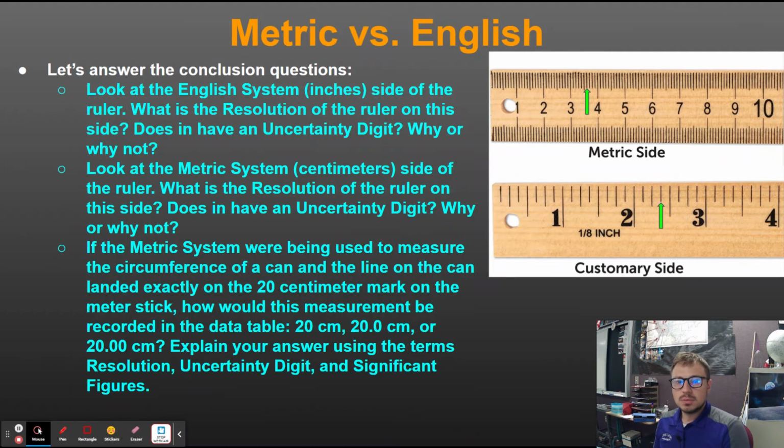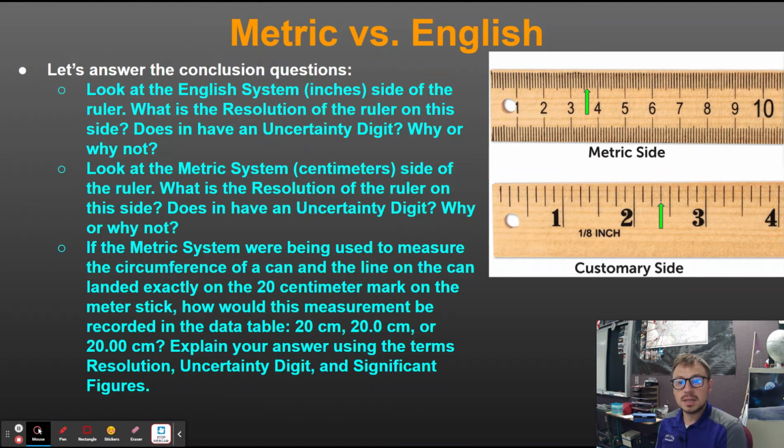Now, if the metric system were being used to measure the circumference of a can, and the line on the can landed exactly on the 20 centimeter mark on the meter stick, how would this measurement be recorded in the data? I gave you a couple of options: 20 centimeters, 20.0 centimeters, or 20.00 centimeters. It would be recorded as 20.00 centimeters.